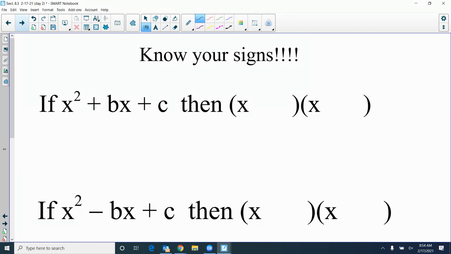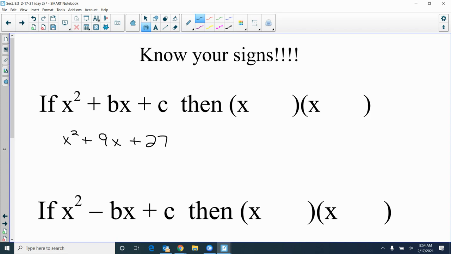Now, this is a key thing, and this is where Jordan kind of makes a mistake and where you need to really think things through. You gotta know your signs. If the problem looks like this, x squared plus bx plus c, let's say x squared plus 9x plus 27, put that right underneath that. We're going to do an example and write down the general rule.